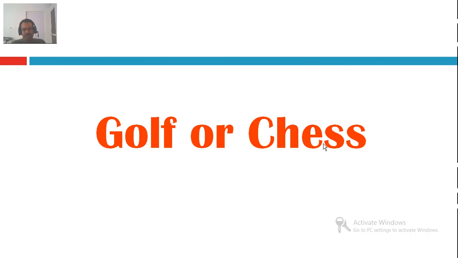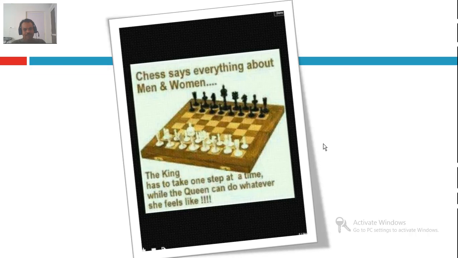Using manual therapy is like playing chess. Chess says everything about men and women. The king has to take one step at a time while the queen can do whatever she feels like. Okay, that's a funny thing to convince that using manual therapy is like playing chess.